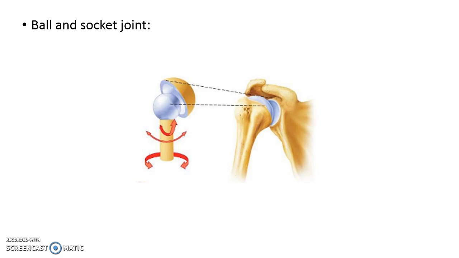The two main components of the ball and socket joint are the bone with a spherical head and a bone with a cup-like socket. So this here is the spherical head, and here is the cup-like socket. So this will go into there.